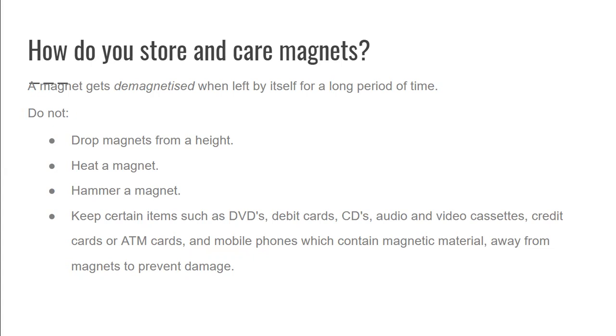And also, you should keep certain items such as DVDs, debit cards, CDs, audio and video cassettes, credit cards, ATM cards, and mobile phones, which contain magnetic material, away from the magnet to prevent damage. We generally observe that whenever there is a magnet and any of these items are around, they get stuck to the magnet. But in the process, the magnet is getting damaged and is also losing its magnetism.